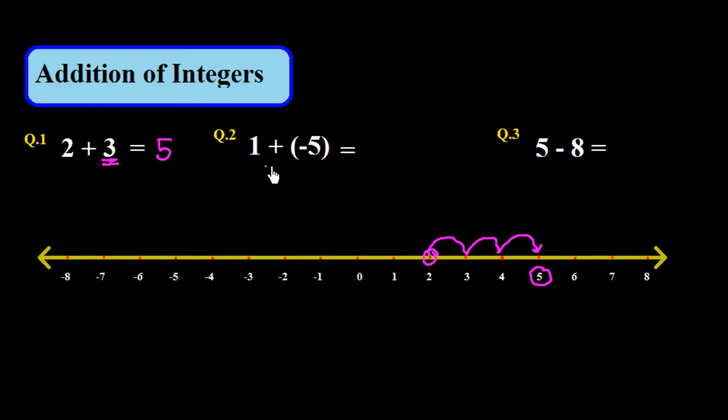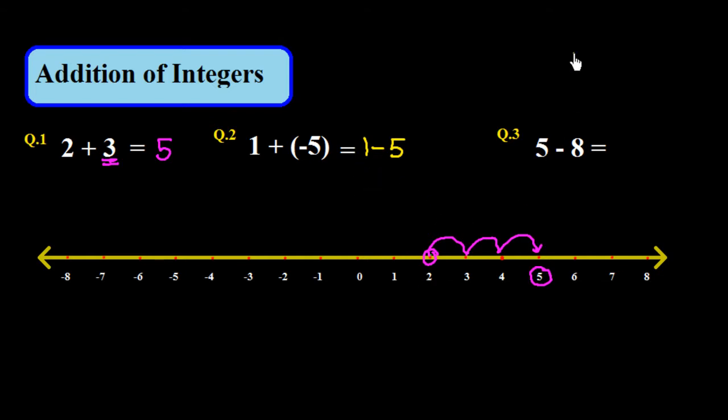Now look at question number 2. Here in question 2 we have to add minus 5 to 1. So here we have an integer, minus 5, we have to add to 1. So first we would simplify this, because plus into minus is minus, so 1 minus 5. So now here we have to subtract 5 from 1 in this operation.